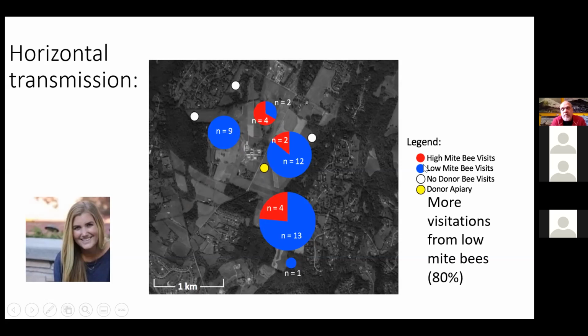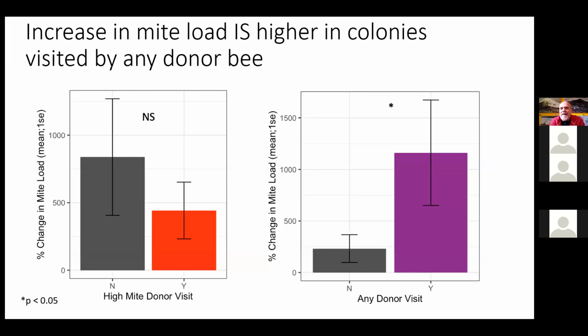So what you can see right away is that it was not, as we thought, a lot of high mite bees that were visiting, but we did see a lot of visitors across the landscape. And as we expected, the closer the apiary was to the donor site, the more visitor bees you got. But she also looked at mites. So she could look at the mite population at the colonies that these bees visited. And the first thing you can see is, were they visited by a bee that was from a high mite donor colony? No or yes. You can see there's a trend there, but it's not statistically significant.